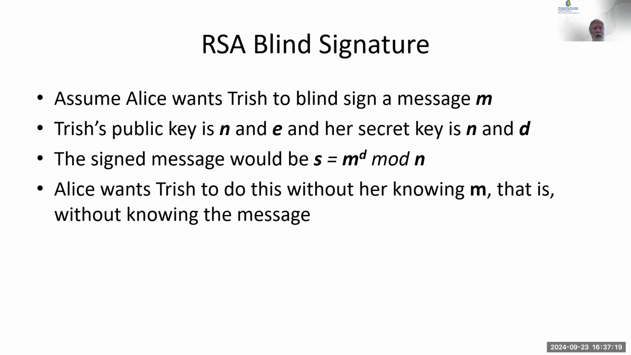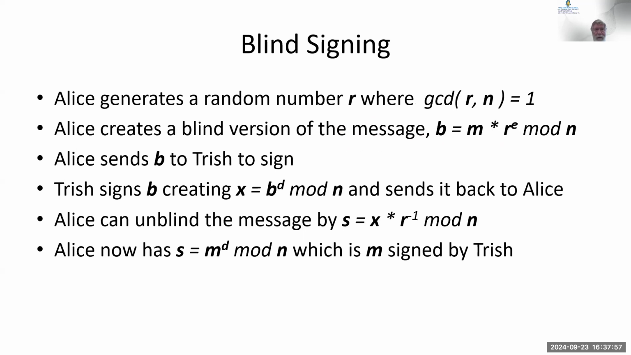Okay, so let's think about this blind signature. The idea is that somebody's going to sign a document or a file without being able to read the file. Typical characters: Alice wants Tish to sign something blinded. Tish's public key is N and E, usual letters, and N and D are the private key. So she'll sign it the usual way: a message M raised to the D power mod N gives you the signed version. Alice wants this without Tish being able to read M. So here's how it's done.